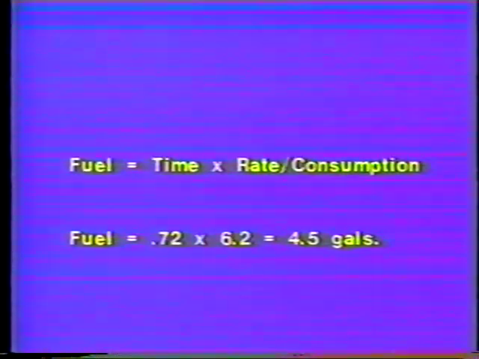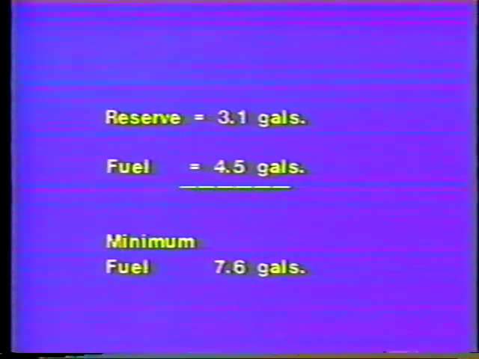The fuel consumption is next to be considered. The time en route is calculated as 43 minutes, or 72 hundredths of an hour. The rate of consumption is given as 6.2 gallons per hour. Using the formula given previously, fuel equals time times the rate of consumption, we have 0.72 times 6.2, which equals 4.5 gallons. Regulations require a 30-minute reserve for cross-country flights, so we will need 3.1 gallons plus the 4.5 gallons computed, for a minimum of 7.6 gallons to be carried for this trip.